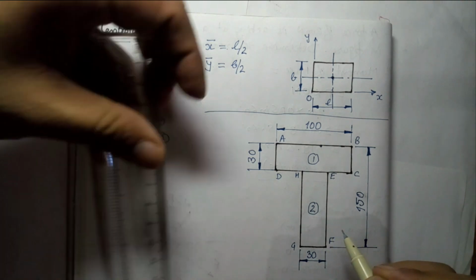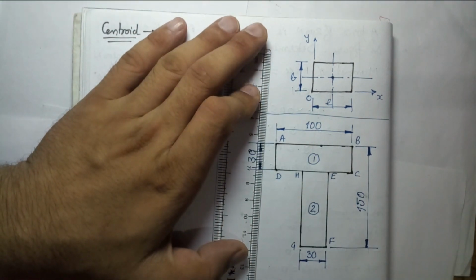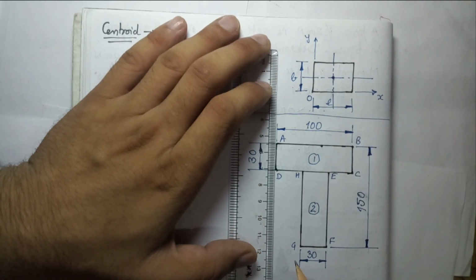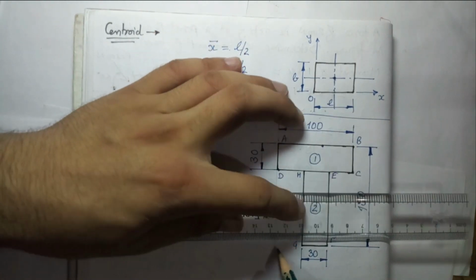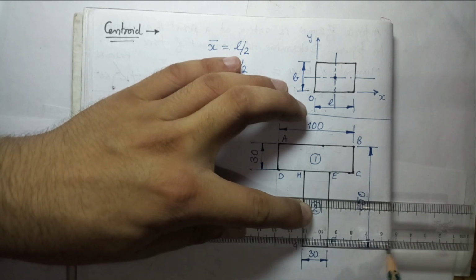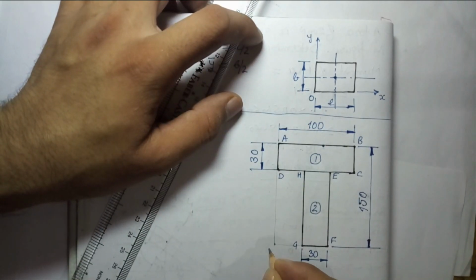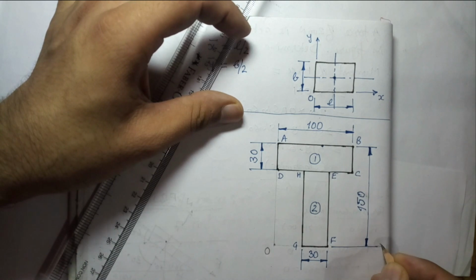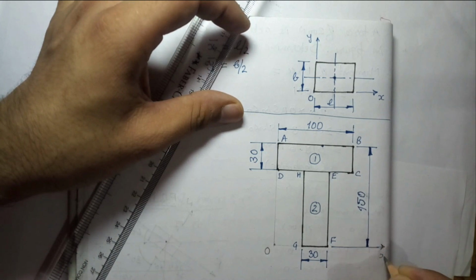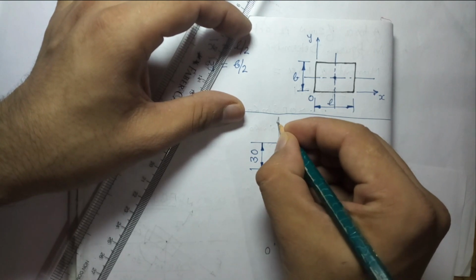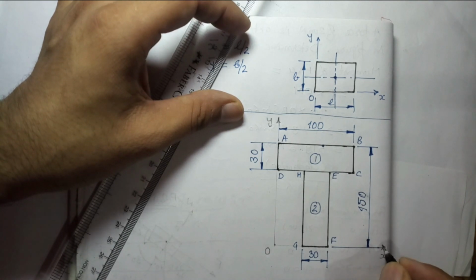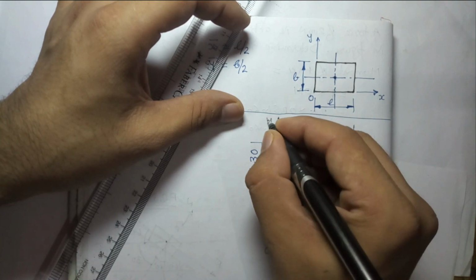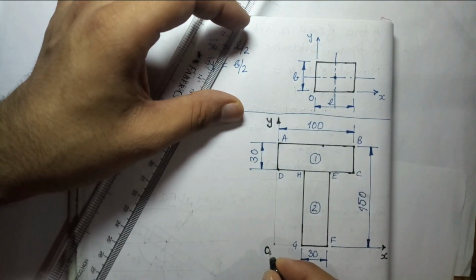To find the centroid of this object, first of all we have to take the origin, the same as before. We have no need to draw this, I am just doing it to teach you. Let's say I have taken this point as the origin, and obviously this will become my x-axis and this side will become my y-axis. If it is not clear, I will highlight this. So this is the x-axis, this one is the y-axis and this one is the origin.